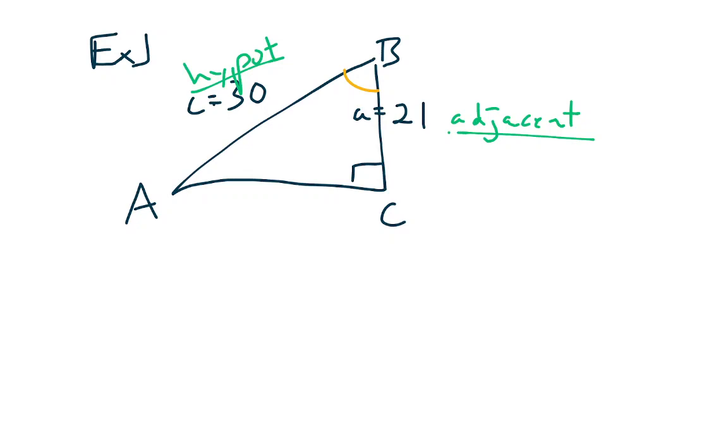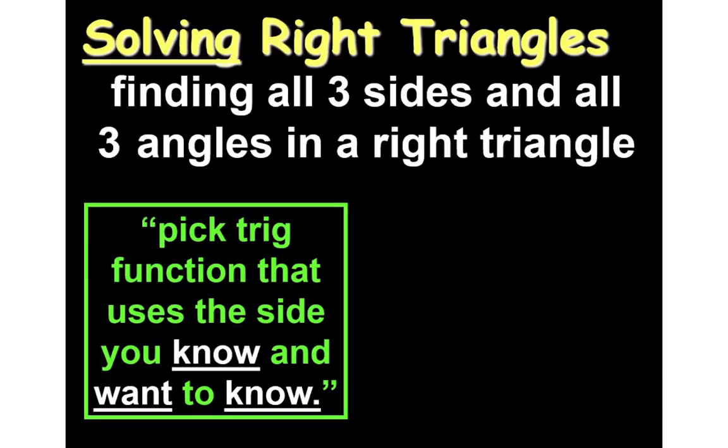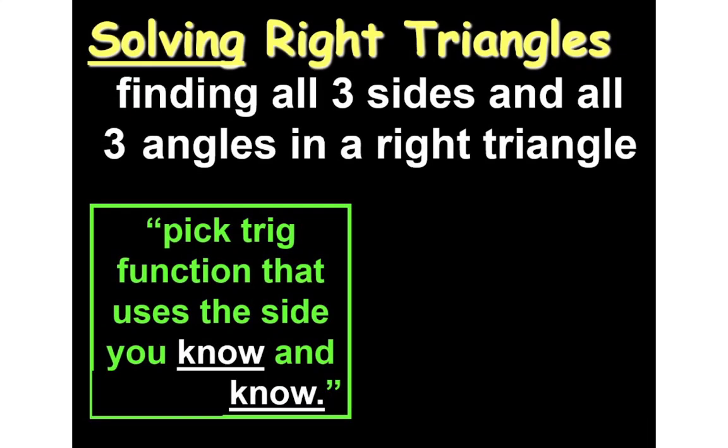Now, when I'm looking for an angle, I have to switch my thinking a little bit from using a side that I know and want to know to using sides that I know and know. If you look at this sketch, you should agree that there's really no other choice but to use the two sides that I know.